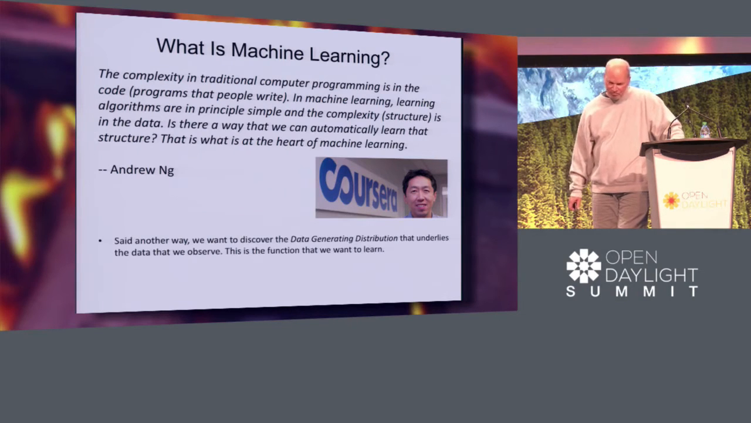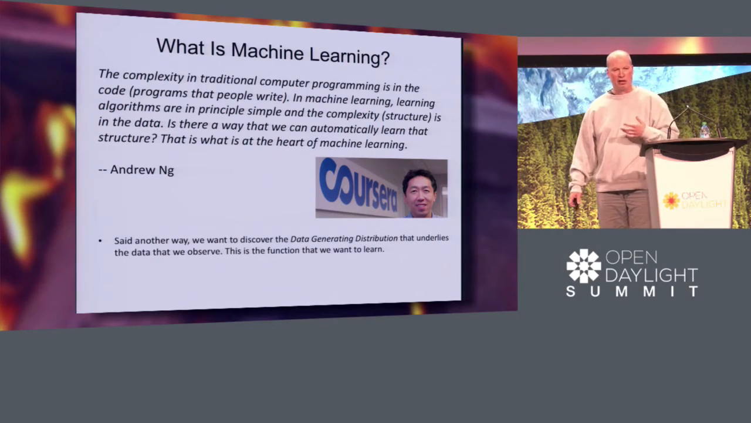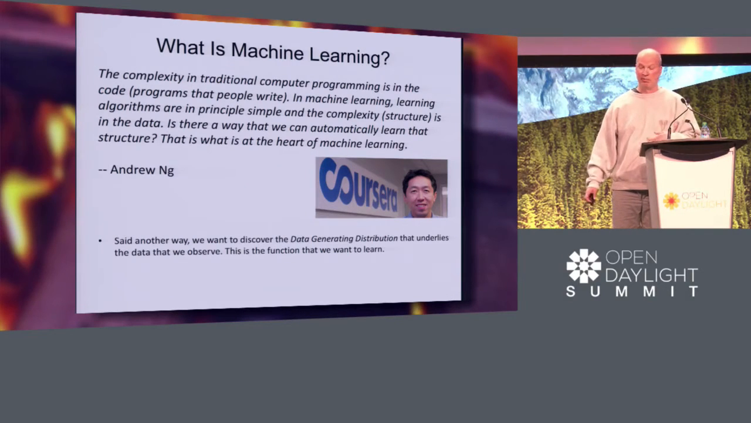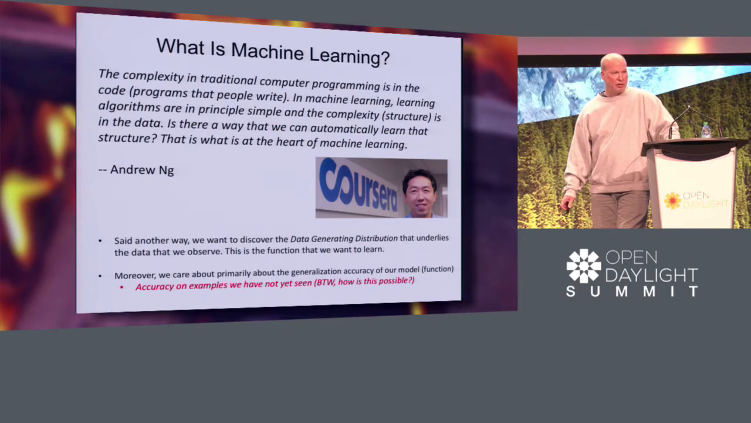But this is Andrew. And if you want to say it a different way, when we look at the data that's coming off our network, we envision that there's a process, sometimes called a data generating distribution, and it generates the data we observe. We're trying to learn that, call it a function. And we care much more about the generalization of that function or model than about how we do when we're training it, because when you're training things, you could just memorize it. So we want accuracy on examples that we haven't seen yet. How can that be possible? Now think about that. There's a reason.